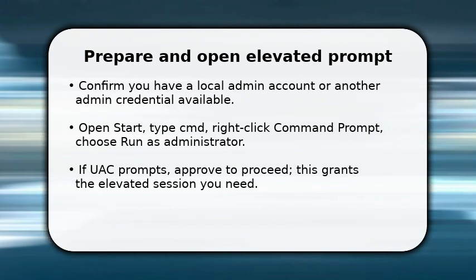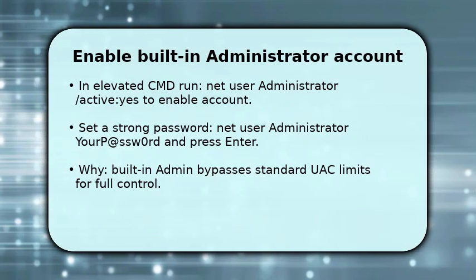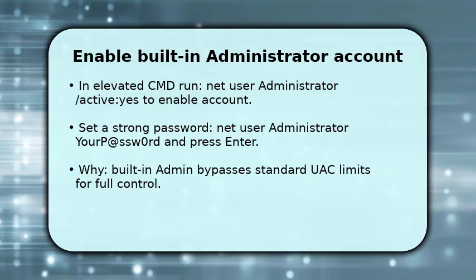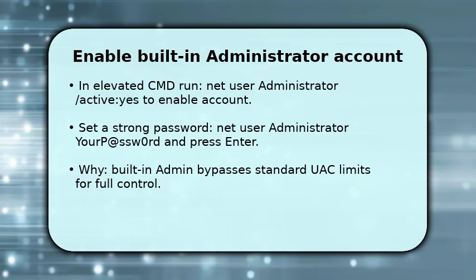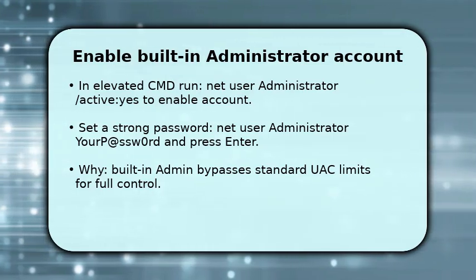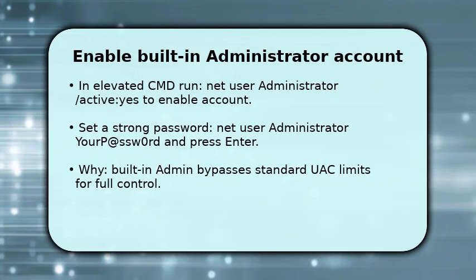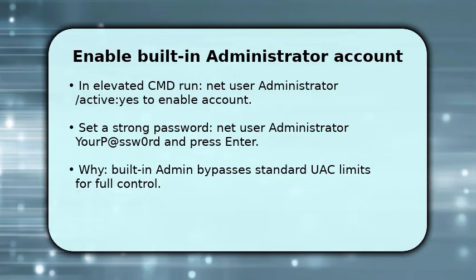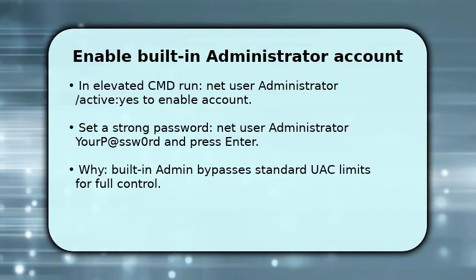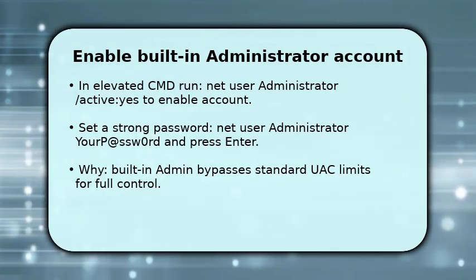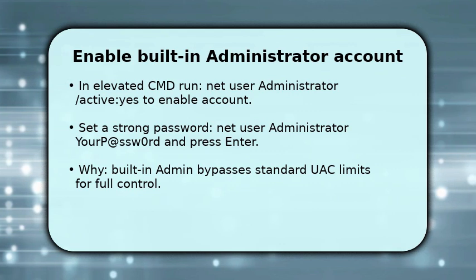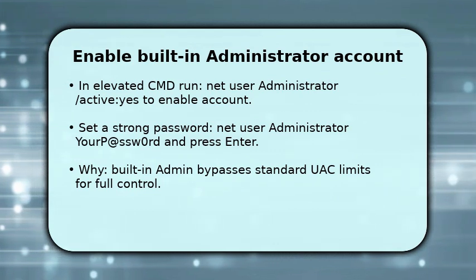You now enable the built-in administrator account to run Windows as admin. In the elevated command prompt type net user administrator /active:yes, and press Enter. This flips the account on. Next, set a secure password with net user administrator YourP@ssw0rd, choose a strong, unique phrase, and replace the example. Do this because the built-in administrator runs with full privileges and avoids common permission barriers. It's intended for configuration and recovery tasks. Once set, proceed to sign out.